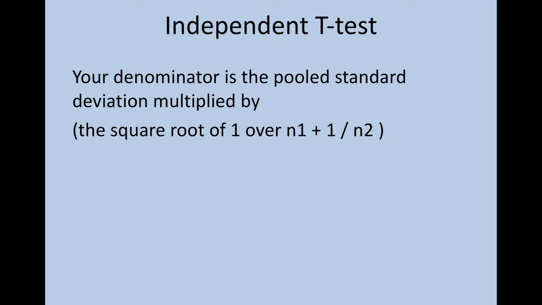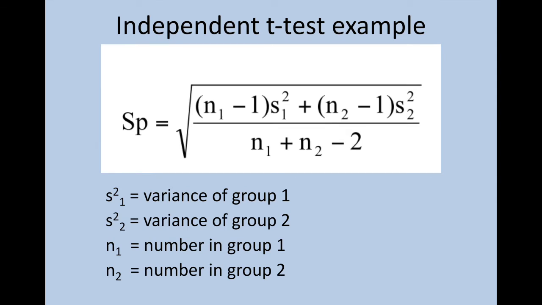Your denominator is the pooled standard deviation multiplied by the square root of 1 over n1 plus 1 over n2. Let's look at this formula. So, first the pooled standard deviation. Basically, this is the average of the standard deviations of the two samples. Think about it for a minute. If you had, say, two groups, and one had 1,000 people in it, and the other had 50 people in it, and you were trying to get the standard deviation, you wouldn't weight the variances of those two groups equally, right? So this is basically a way of weighting the standard deviation by the number of people in the group.